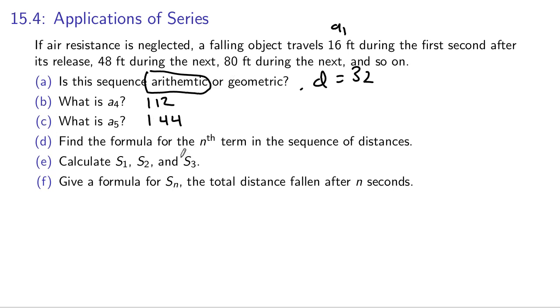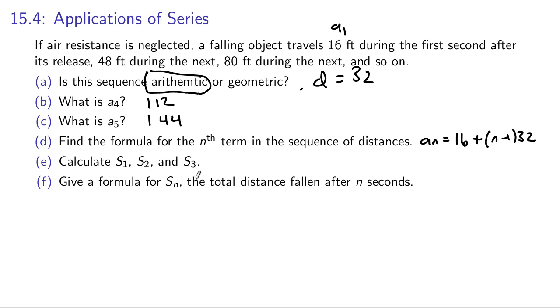Find a formula for the nth term in the sequence. So the nth term, a sub n, is a sub 1, or 16, plus n minus 1 times the distance d, 32. Oh, I'm sorry, that's the sequence, yes.